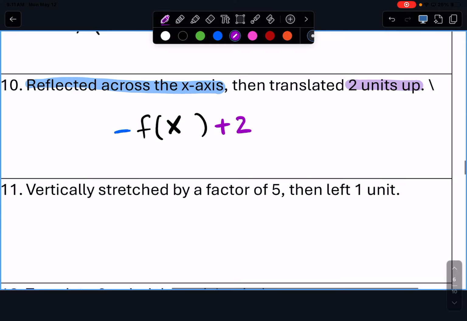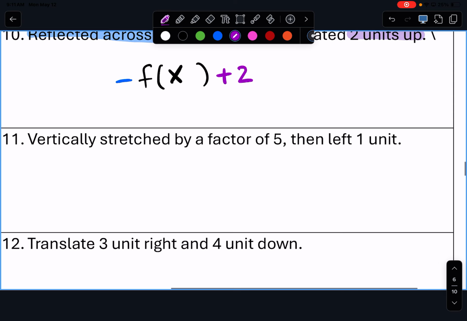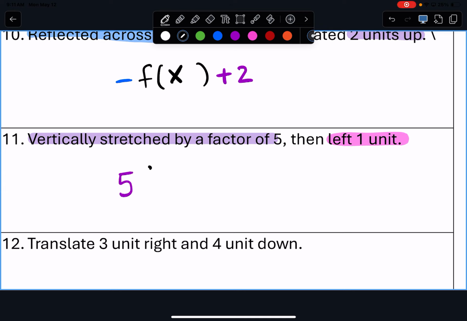All right, for number 11, it'll be vertically stretched by a factor of 5, and it's going to go left 1 unit. So it'll be 5 on the outside. It'll be 5 f of x. Does the left 1 unit need to go inside or outside? Inside. Plus 1.